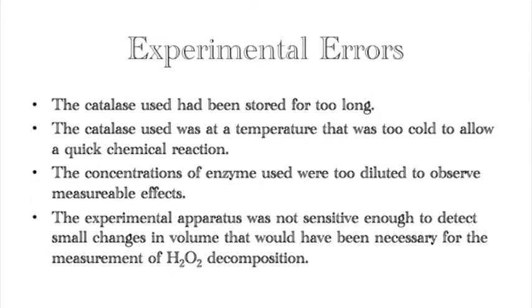Now let's take a look at the possible experimental errors that prevented the lab from working. First, the catalase used had been stored for too long. Second, the catalase used was at a temperature that was too cold to allow a quick chemical reaction to be observed. Third, the concentrations of the enzymes used were too diluted to observe any measurable effects. And finally, the experimental apparatus might not have been sensitive enough to detect small changes in volume that would have been necessary for the measurement of H2O2 decomposition.